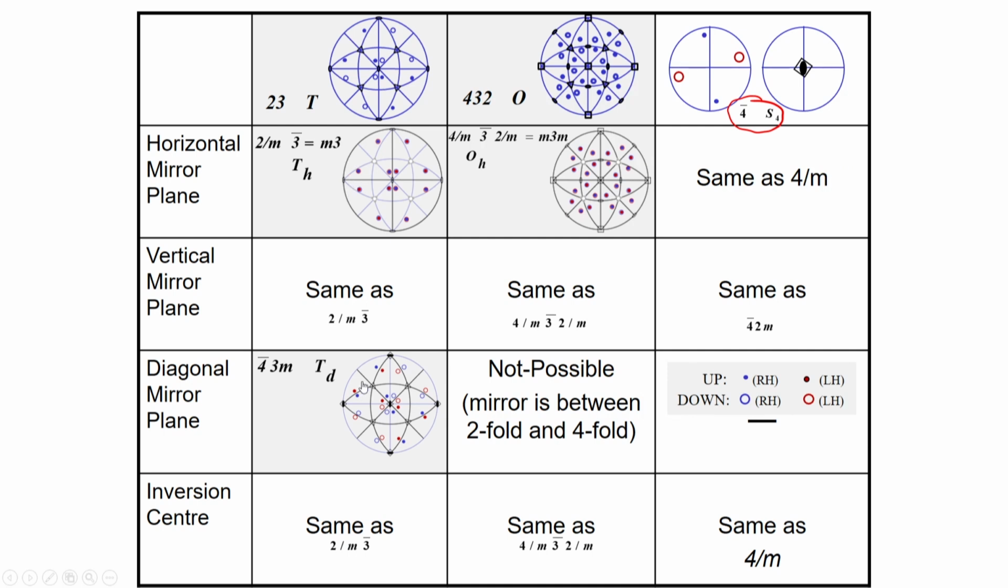Then let us look at the T_d, which is basically adding a diagonal mirror to the 2 3 point group. Now I have not explained what T is. This is Schoenflies notation. Since this is a tetrahedral group, it starts with T. Let us look at adding a diagonal mirror to the point group 2 3.